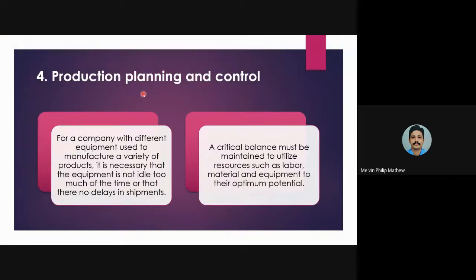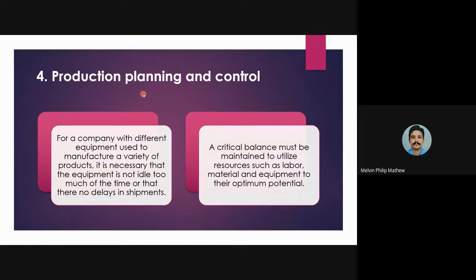Then next is production planning and control. This branch deals with planning how to produce, or how the operations are to be carried out, and then controlling the amount of inventory that has to be occupied in a single day.